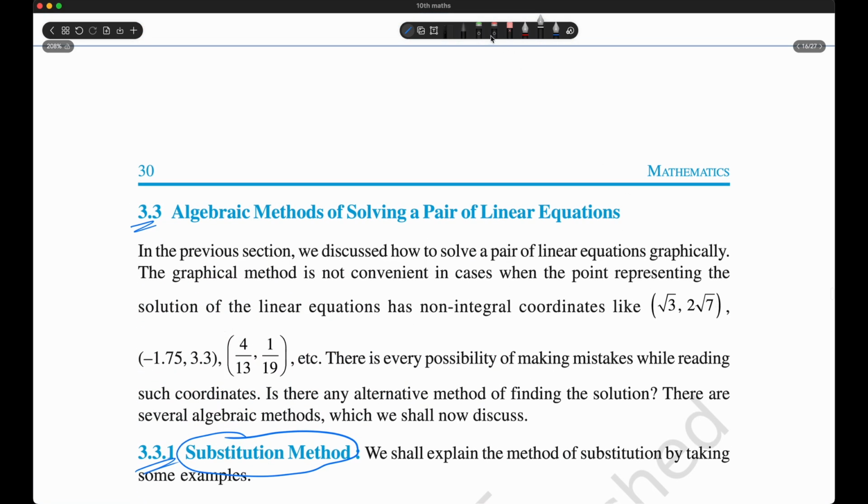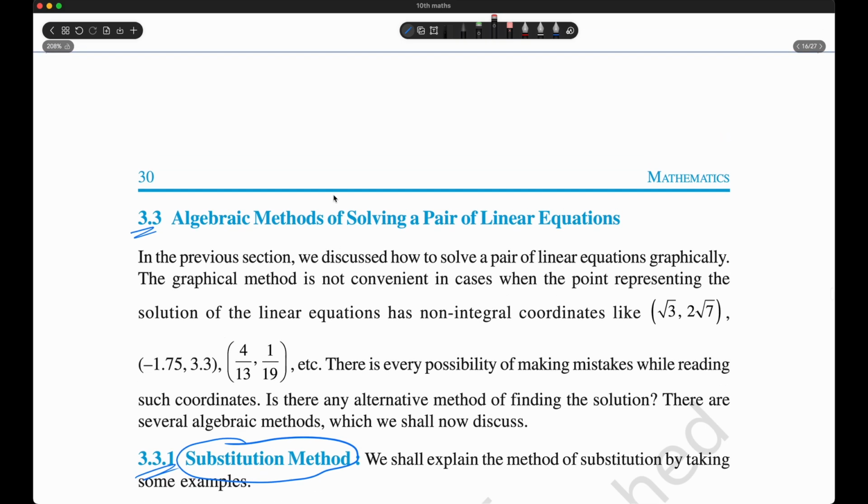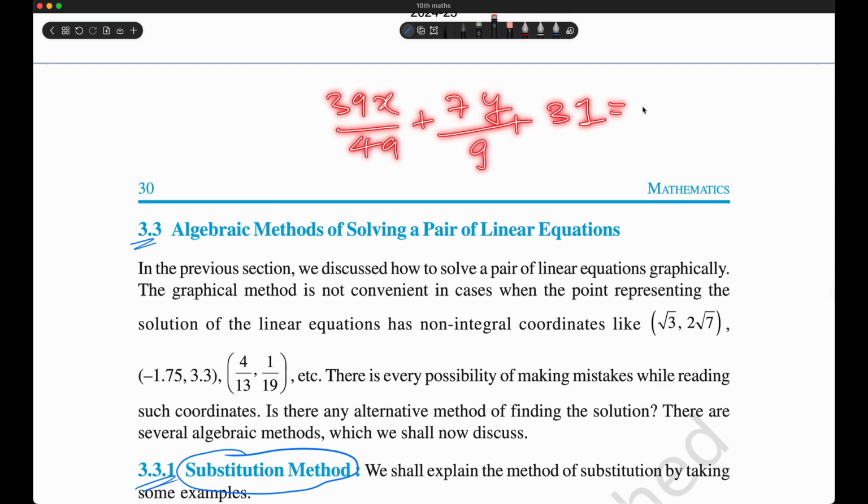In theory, algebraic method of solving a pair of linear equations, we have seen the graphical method, but the graphical method is not convenient for coordinates such as irrational numbers or numbers in the form of fractions or negative decimals, and it is also not feasible if we have an equation such as 39x upon 49 plus 7y upon 9 plus 31 equals to root 3.